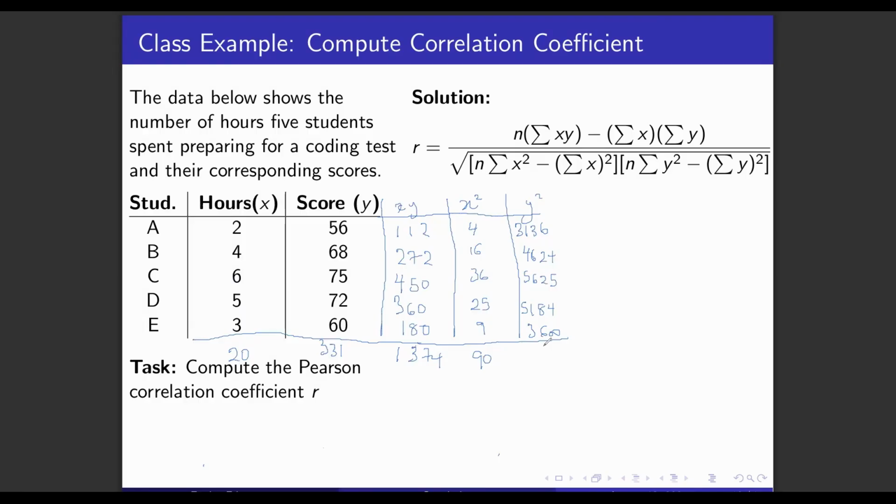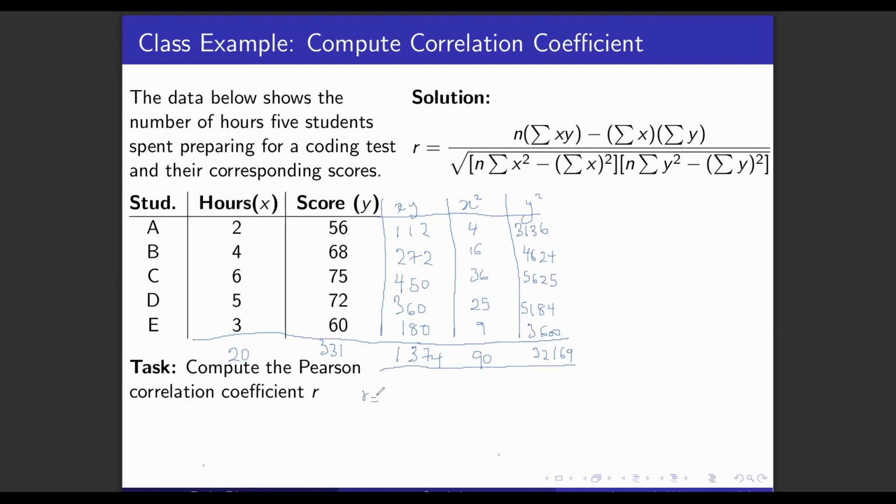And then finally, summation of y squared is 3136 plus 4624 plus 5625 plus 5184 plus 3600, giving 22169. Right. So the summations have been found. Now it's time to move straight into finding the value of R from the formula.